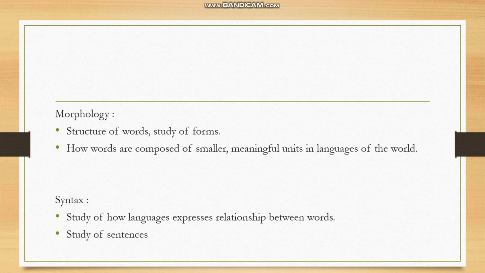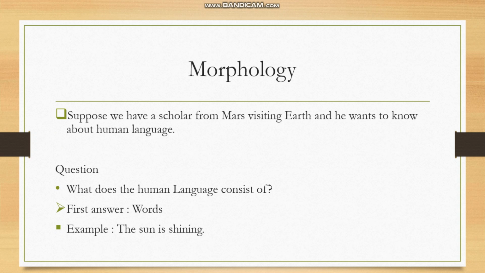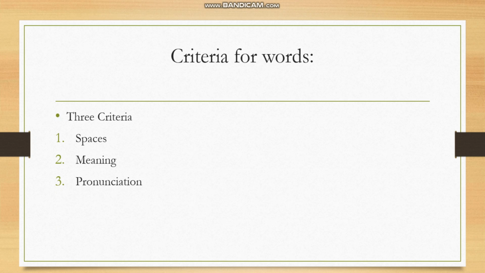in languages. See? Suppose we have a scholar from Mars visiting Earth and he wants to know about human language. What does human language consist of? Our first answer can be: human language consists of words which make up sentences. So the first thing we are concerned about is words. For example, the sun is shining. So what do you think are the criteria for words?